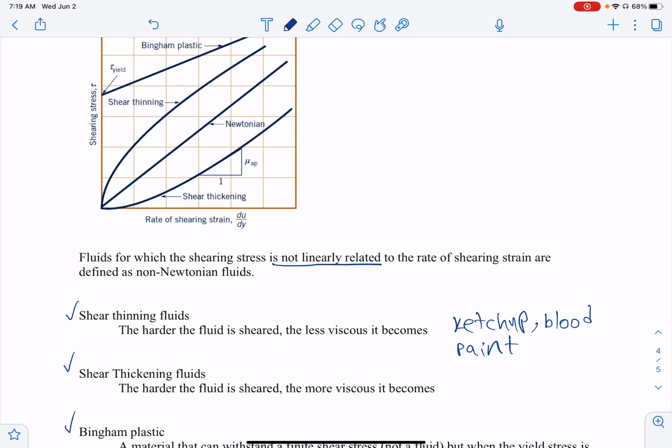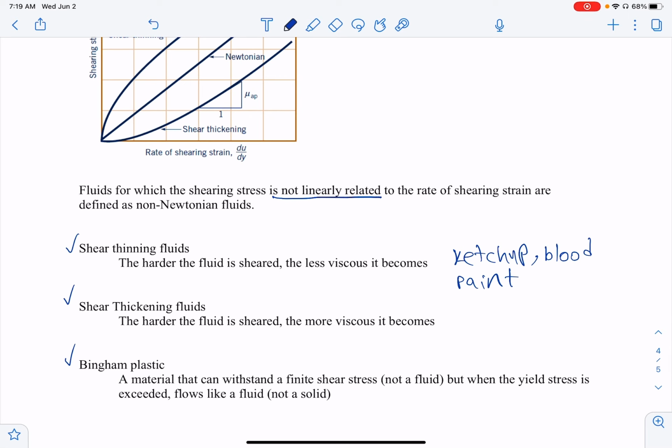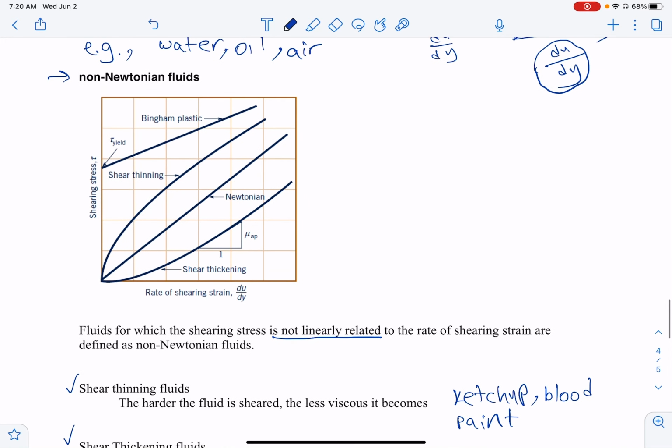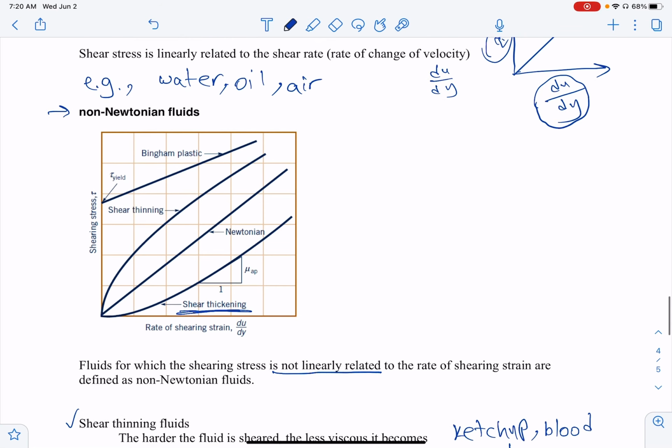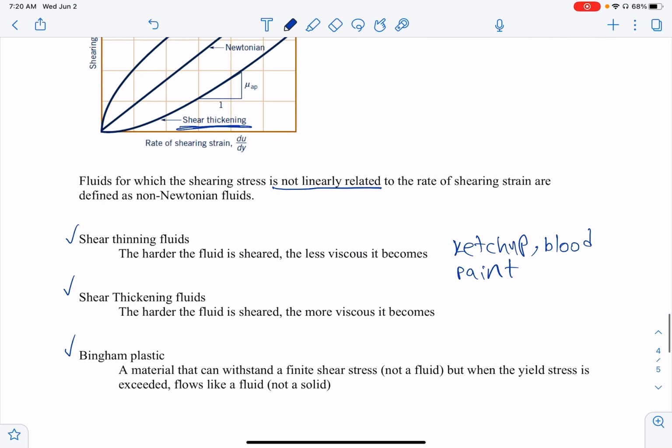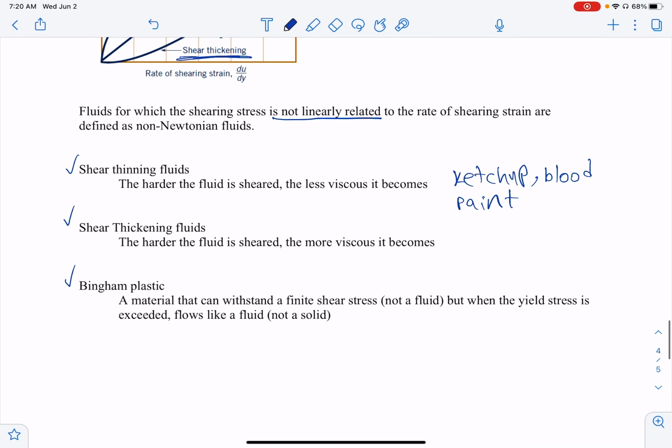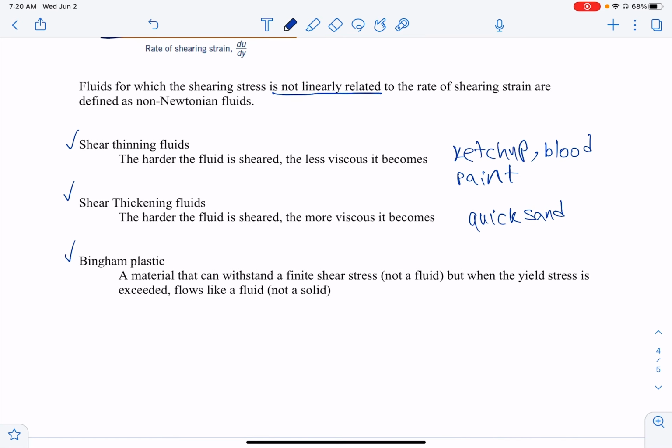The other one is the shear thickening fluid. If we look at the chart, this is the shear thickening. It means that the harder the fluid is sheared, the more viscous it becomes. Examples are quicksand or silly putty. So these are the examples for this one.